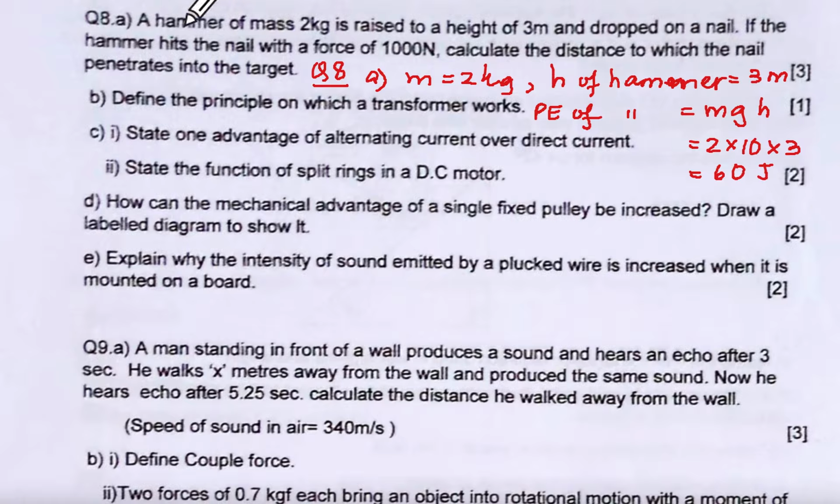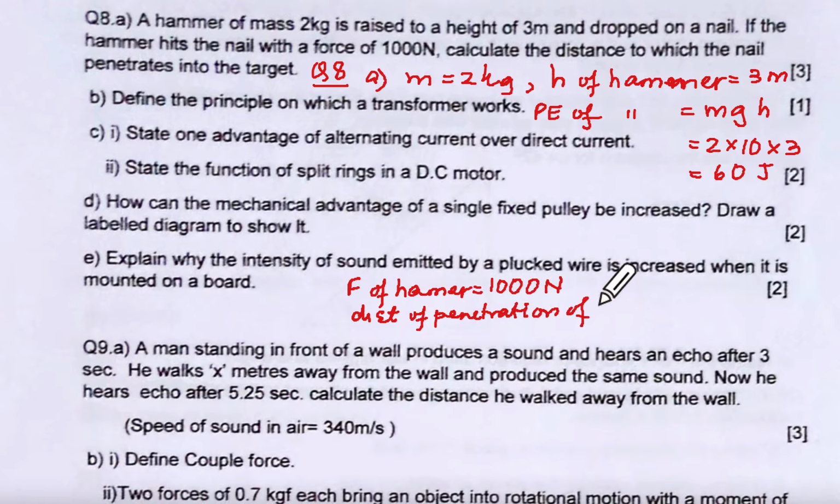Hello. If the hammer hits the nail with a force of 1000 Newton, so force of hammer is equal to 1000 Newton, and you have to find the distance of penetration of a nail, which we'll call S is equal to question mark.